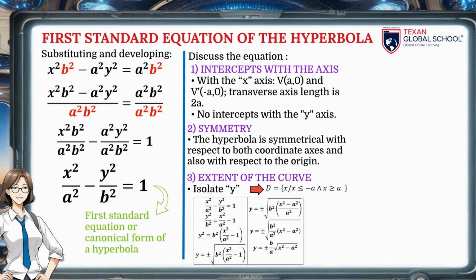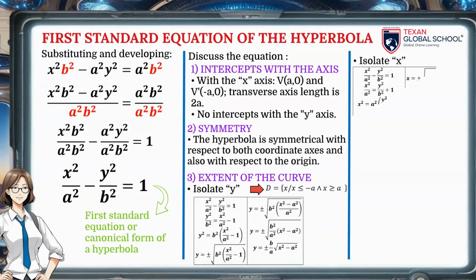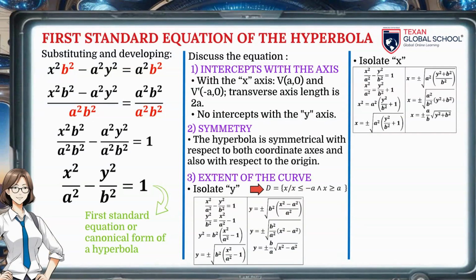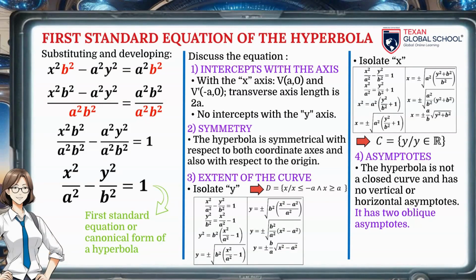So, the domain includes all real numbers less than or equal to negative a and greater than or equal to a. That is, values within the transverse axis are not included. And for the determination of the intervals of variation, for which y are real numbers range, by solving for x, we can see that the range includes all real numbers. For the asymptotes, we also analyze each value isolated. The hyperbola is not a closed curve.